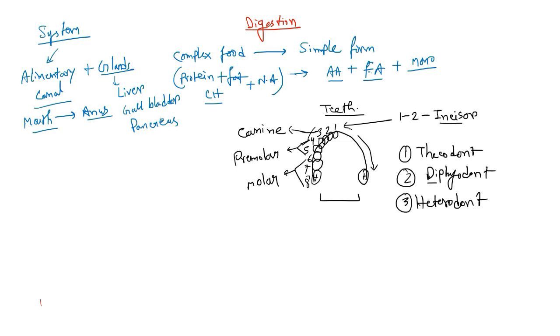So these are all classifying a human tooth. 4 different types of teeth, 32 permanent teeth. So heterodont. Hetero means different.